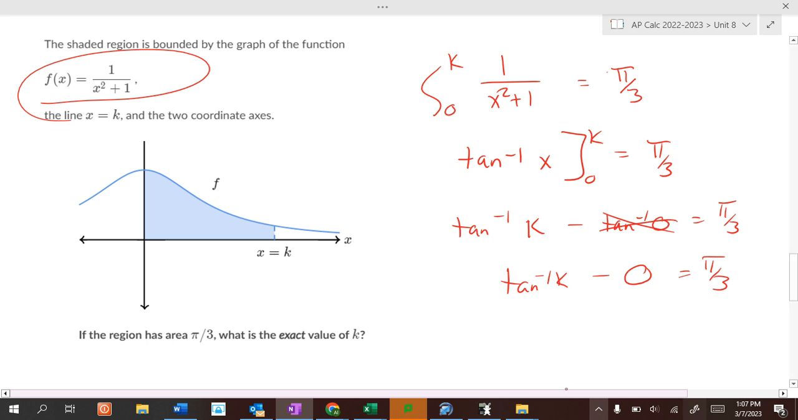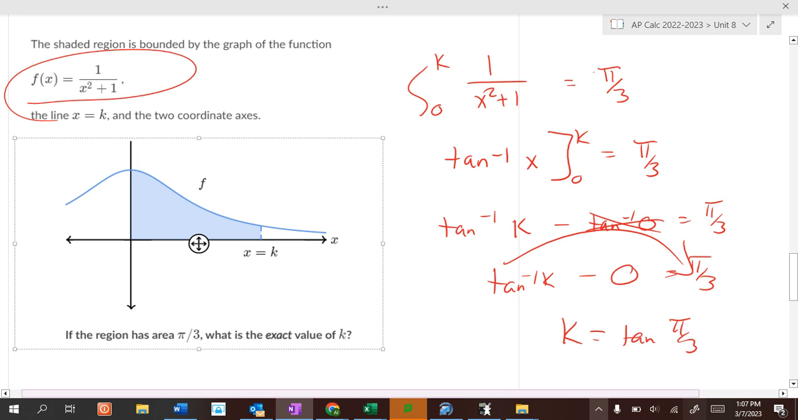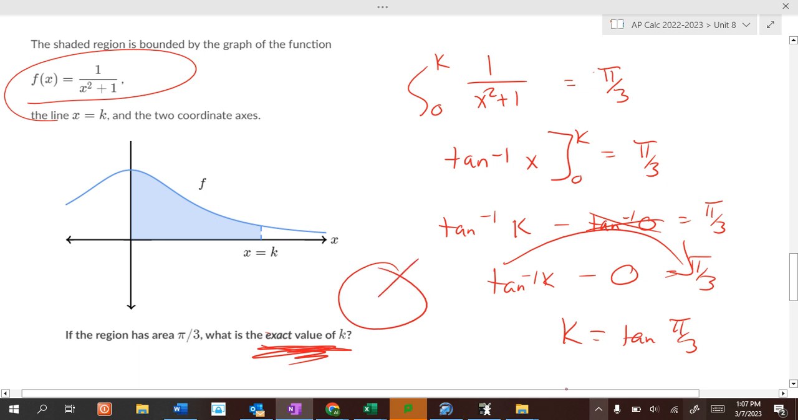So basically what we're saying is k equals the regular tangent of pi over 3, because if we take the inverse of the inverse, it's regular tangent again. Exact value of k: yes, there are square roots involved. At pi over 3, the x is 1/2, the y is square root of 3 over 2. So it's the square root of 3. That's what k equals. This point right here is the square root of 3.